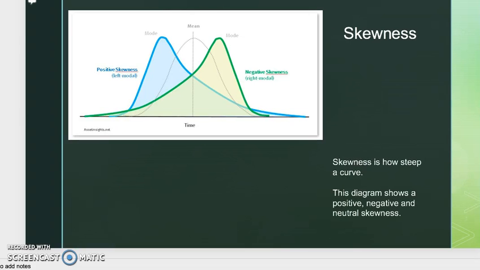Skewness. Skewness is how deep a curve is, and this diagram shows positive, negative, and neutral skewness. Positive being where the peak of the curve is more to the left, neutral where it's completely in the middle, and negative skewness being where the middle of the curve is more to the right.